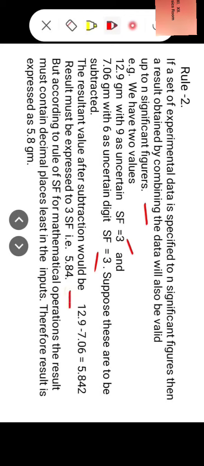But according to rules of significant figures, for mathematical operation, the result must contain decimal places least in the inputs. Therefore, result is expressed as 5.8 grams. So according to rule of uncertainty, it must be 5.84, and according to rules of significant figures, it must be expressed as 5.8 gram.